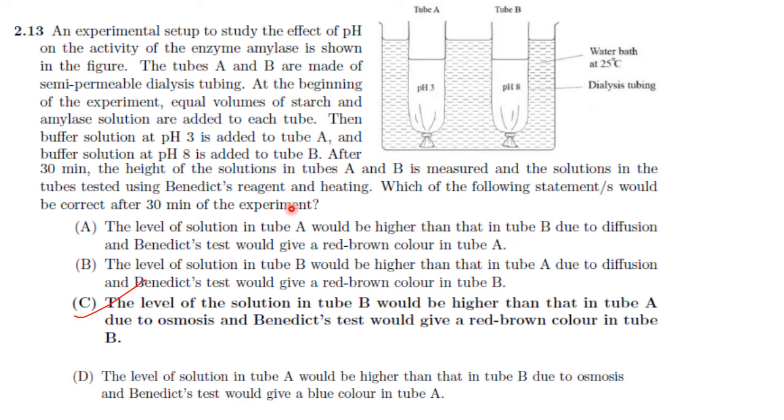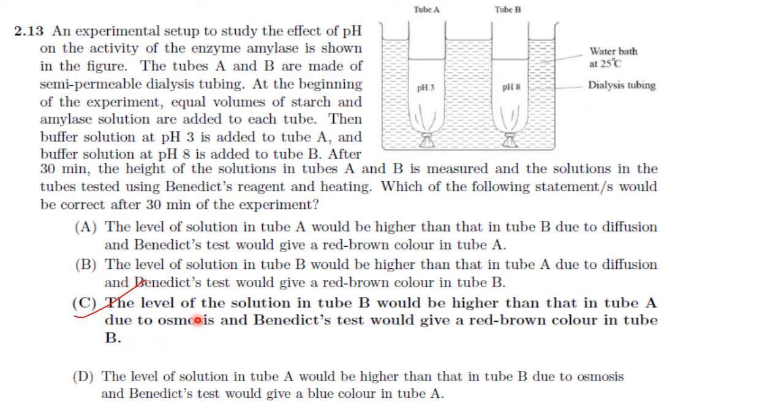So first one, the level of solution in tube A would be higher than that in tube B due to diffusion. So diffusion cannot happen here because it is a semi-permeable membrane. So it must be osmosis, not diffusion. So we can eliminate option A. Similarly in option B, the level of solution in tube B would be higher than that in tube A due to diffusion. So here also diffusion, so that also will be eliminated.